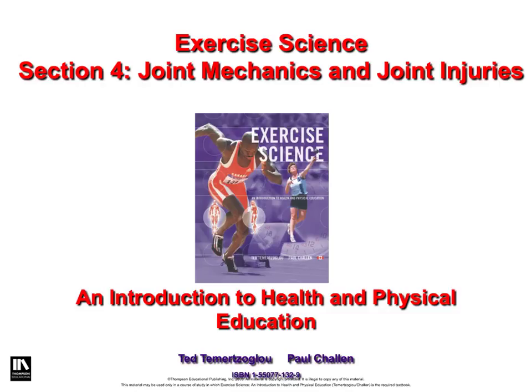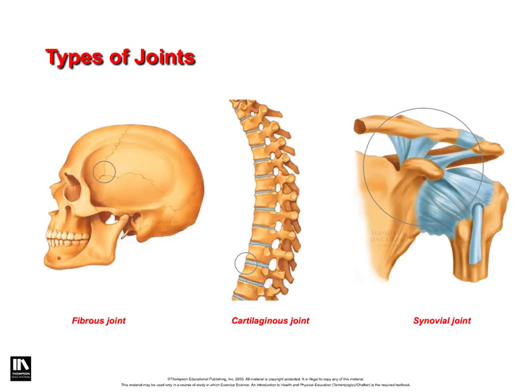Good day, everybody. Today we're going to start looking at joint mechanics and joint injuries. So the first thing we need to talk about are the three different types of joints. The first type of joint is called a fibrous joint, and a fibrous joint is a joint you might find in the head, and it's basically immovable. So fibrous joints are immovable.